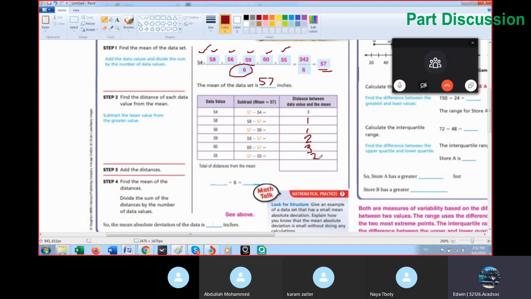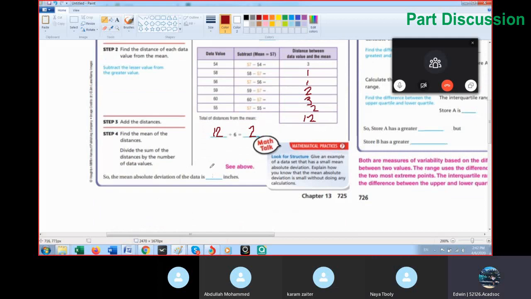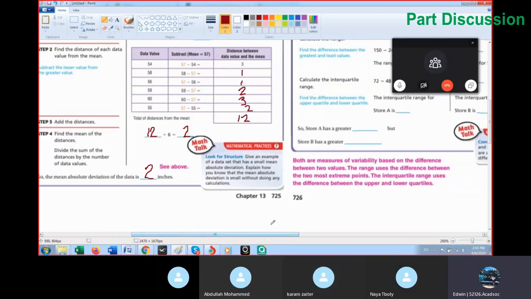Now, the same thing we did in getting the mean, you're going to add all the numbers. So, 3 plus 1, 4, 5, 6, 7, 8, 9, 10, 11, 12. And then you're going to divide by 12 by 6 numbers because there are 6 data values. 12 divided by 6 is 2. So, therefore, the mean absolute deviation is 2. That would be your answer.